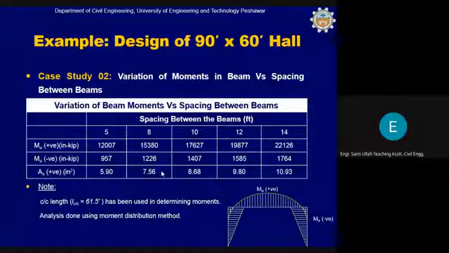In the case that we were discussing, we had selected 10 feet center to center. You can select 8 feet, 9 feet, 7 feet. These are reasonable. But too close spacing will give you too many beams, and then the placement of the beams, the formwork, everything will become difficult. In this manner, we select the spacing of the beam. This is the spacing between the beams, and the bending moment changes with the spacing of the beams.